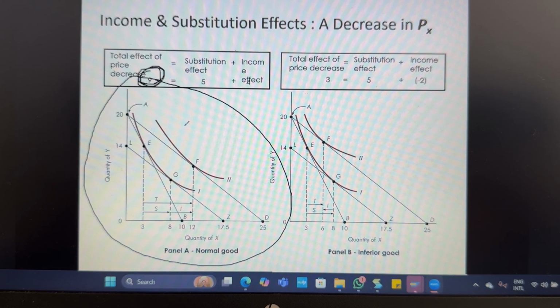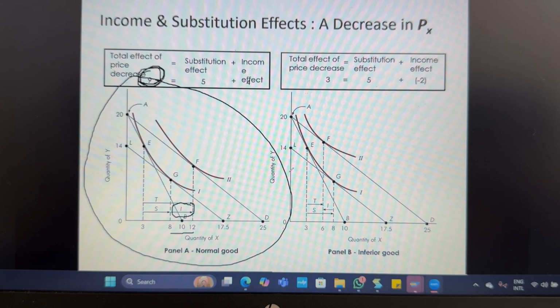Now the story is different. If I give this money back to you, you will move on to F. If I take this money back again, 8, G. So the movement from G to F or F to G depends on these changes of income. Can you notice this one? It's mentioned here, putting an arrow as well. This part is I. It is called income effect, 8 to 12.